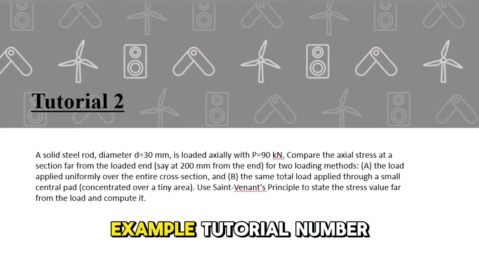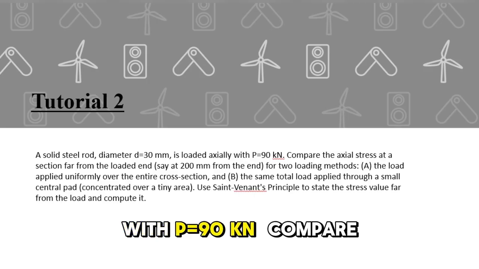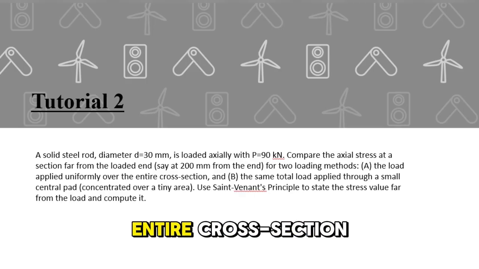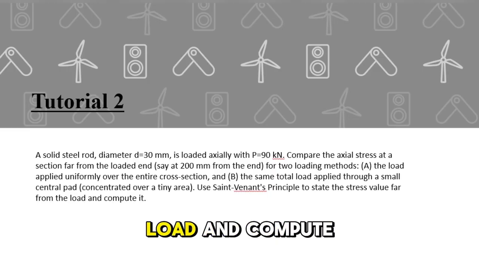Example tutorial number 2. A solid steel rod, diameter D equals 30 millimeters, is loaded axially with P equals 90 kilonewtons. Compare the axial stress at a section far from the loaded end, say at 200 millimeters from the end. For two loading methods, A, the load applied uniformly over the entire cross-section, and B, the same total load applied through a small central pad concentrated over a tiny area. Use St. Venant's principle to state the stress value far from the load and compute it.